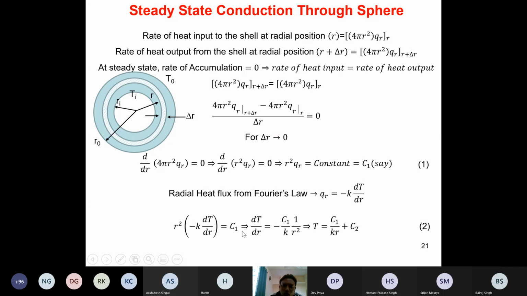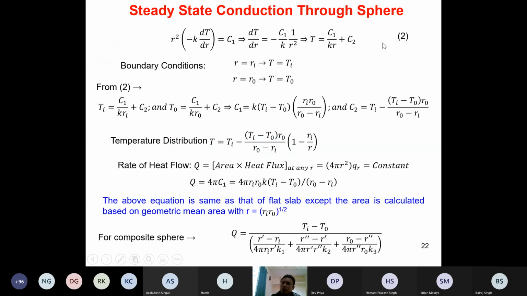If we rearrange this equation, what we get is dT by dr equals minus C1 by K into 1 by R square. And if we integrate with respect to R, what we get is T equals C1 by KR plus C2. So we get equation number 2 after integrating this equation. So this is nothing but the temperature profile along the radius R, and here C1 and C2 are constants. So let's calculate the constants C1 and C2 using the boundary conditions.